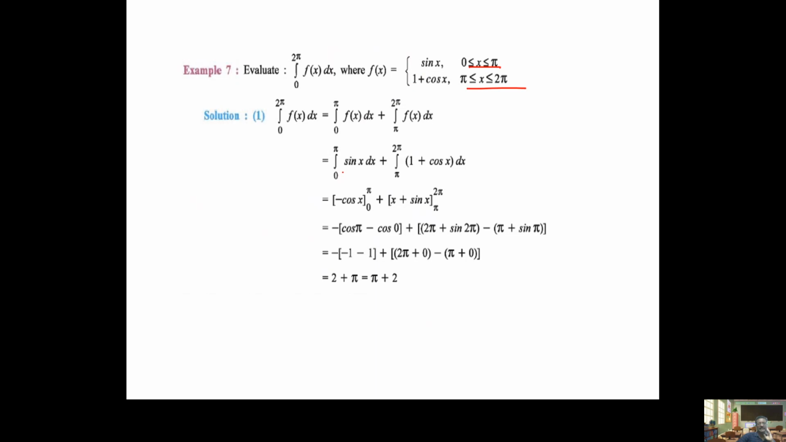So the integral from 0 to pi of sin x dx plus the integral from pi to 2 pi of 1 plus cos x dx. What is the integral of sin x? Minus cos x from 0 to pi, plus the integral of 1 is x plus the integral of cos x is sin x from pi to 2 pi. So minus of cos pi minus cos 0, plus upper limit minus lower limit. Cos pi is minus 1, cos 0 is 1, sin 2 pi is 0, sin pi is also 0. So the answer is what? Pi plus 2.